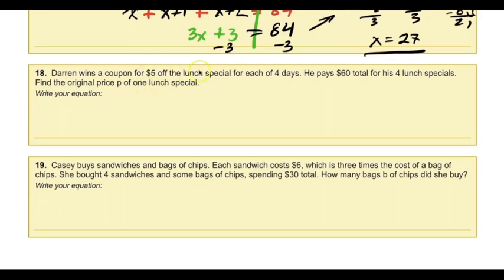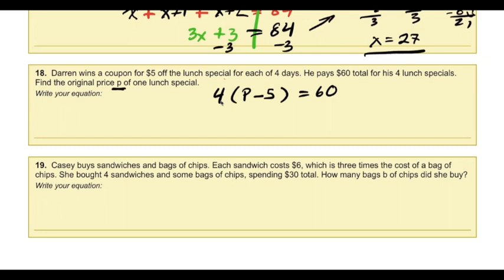So we get $5 off for each lunch for 4 days. So we're going to multiply by 4 because 4 days. Whatever our lunch is, P, we're minusing $5 off of that. So I would say that is what we're paying. We're paying the price P, but we're going to minus $5 from that, and we're going to do that 4 times. We know this equals $60. So that's the equation. That's the hardest part. What's the equation? And then we just got to solve it.